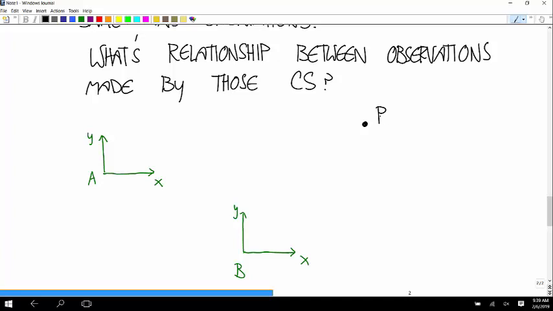And we want to figure out the relationship between the position vectors measured by each of those two coordinate systems. So the position vector measured from A looks like this. Okay. And using the relative motion notation, I'm going to call that the position of P relative to A.